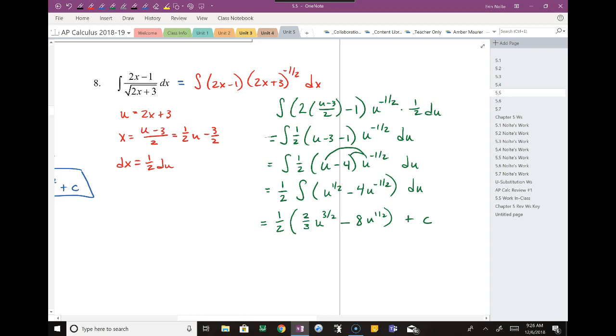So now we have to put them back in. So now my last step is to put my u's in. So what is the value of the u? 2x plus 3. So we get 2/3 times 2x plus 3 to the 3/2 minus 8 times 2x plus 3 to the 1/2 plus c. And now my last step is just distributing that 1/2 through.